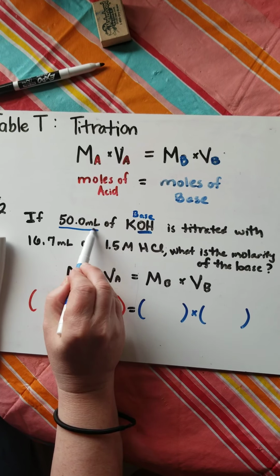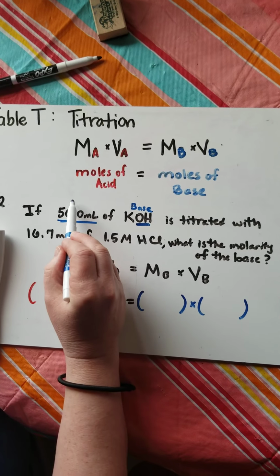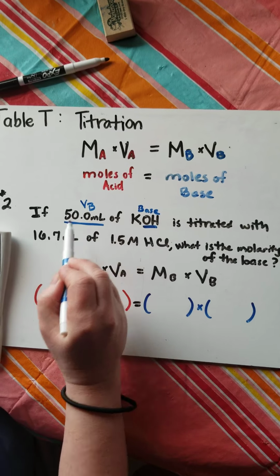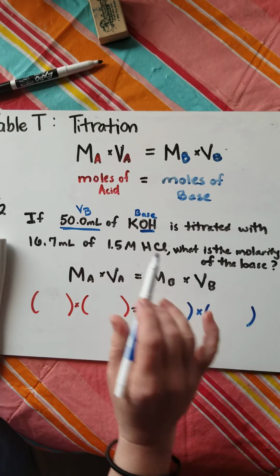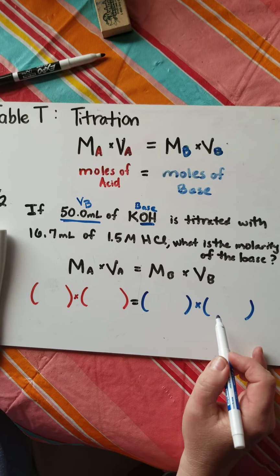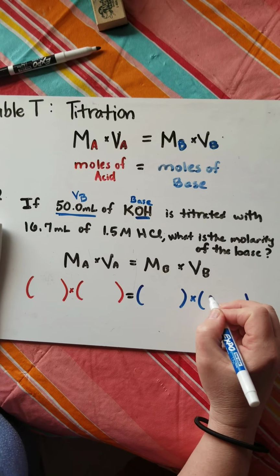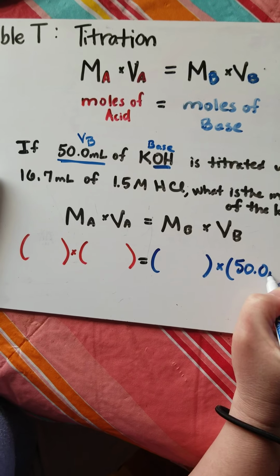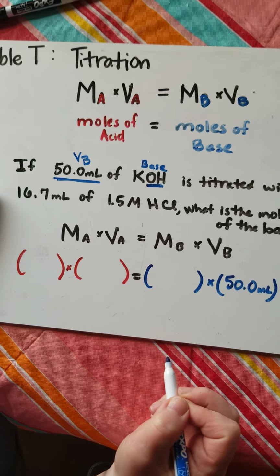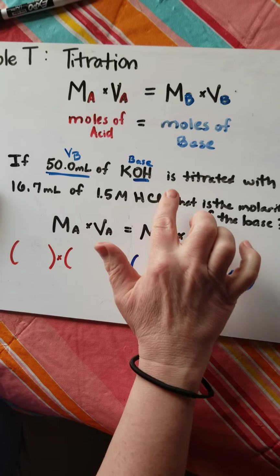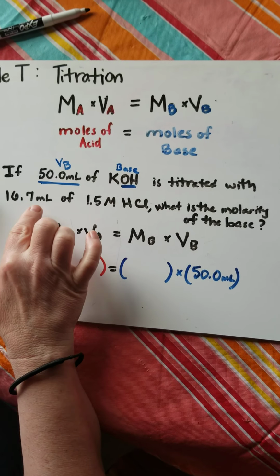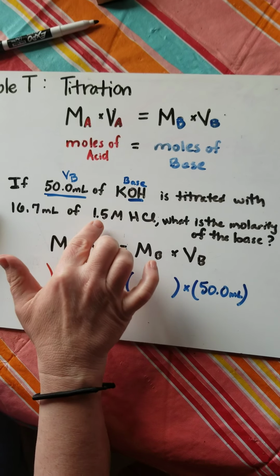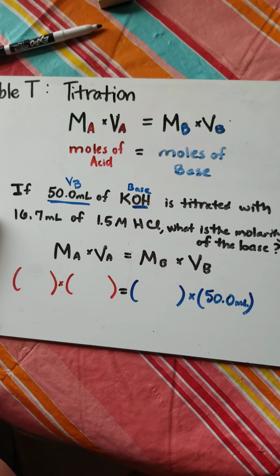So 50 milliliters, milliliters is the volume. This is the volume of the base. As soon as you find that, let's go put it in the formula in the correct spot. Okay, so let's zoom in here. Volume of the base, 50.0 milliliters. Let's go back. It's titrated with 16.7 milliliters of 1.5 HCl.